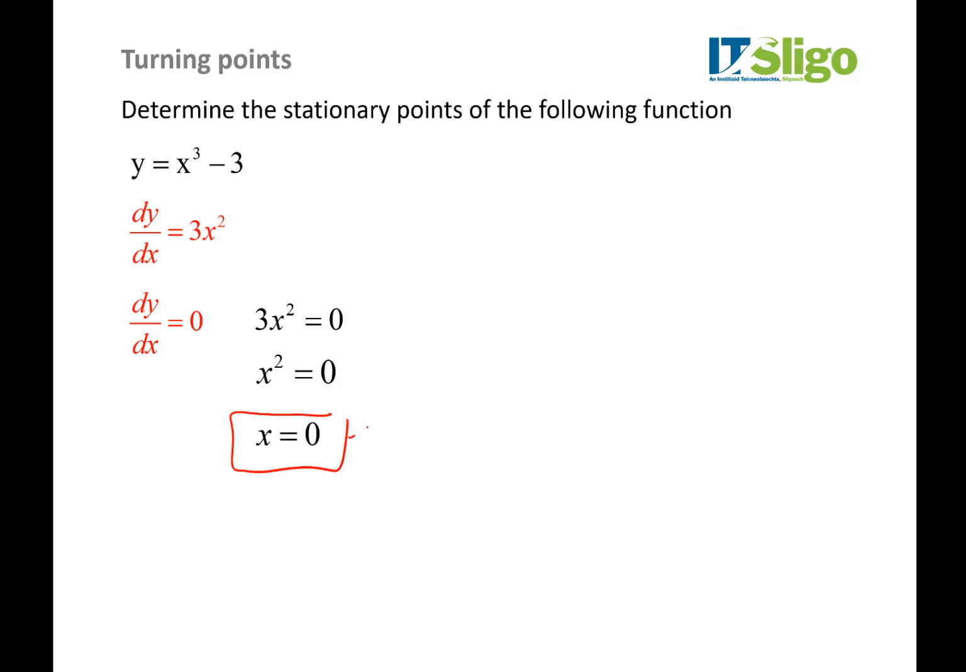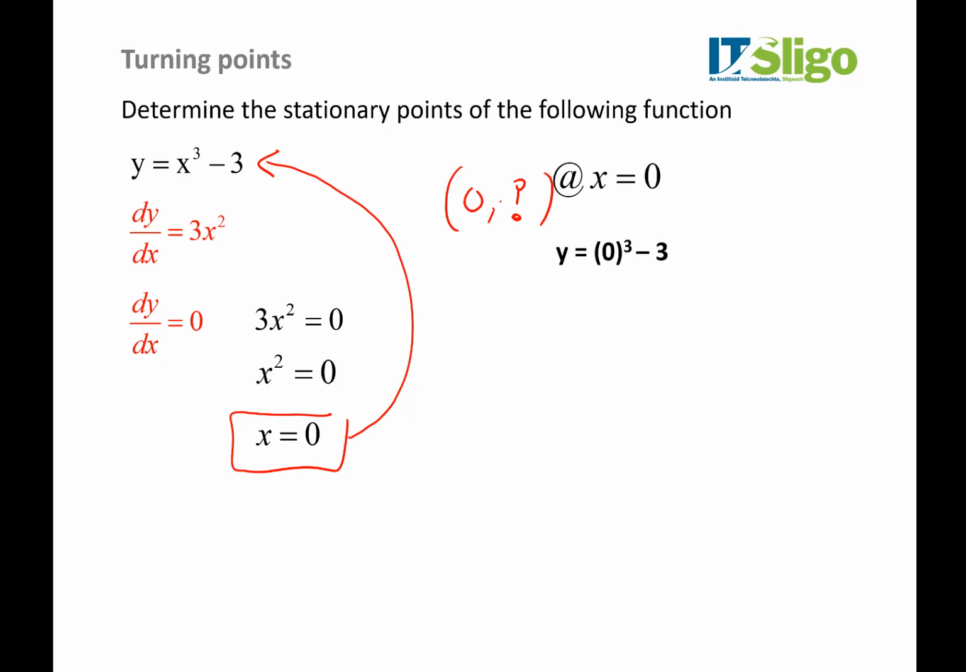Now we feed this value back into my original equation to get the y value. I know x, I want to find y. So my x looks like this. It's pretty simple when we feed it in. Just let x equal 0 and we end up with y will be minus 3.